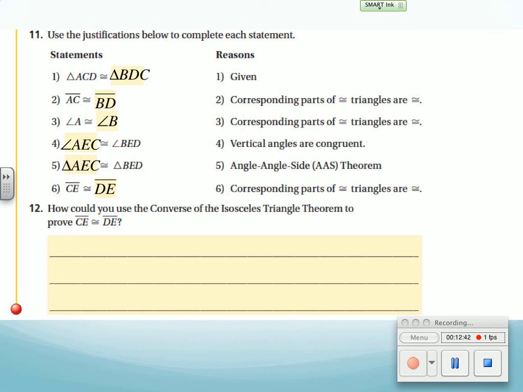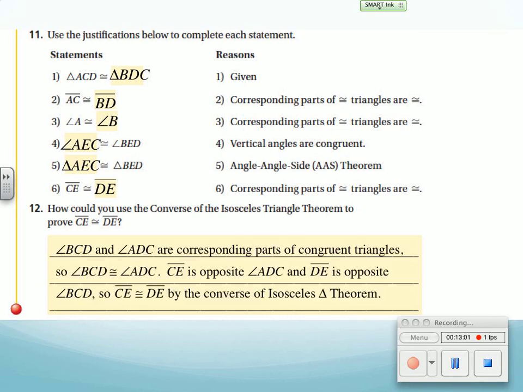CE is opposite angle ADC, and DE is opposite angle ACD. So CE is congruent to DE by the converse of the isosceles triangle theorem. So like I said, there's more than one way to do a proof, and in this particular case, there are two ways to prove that segment CE is congruent to segment DE.